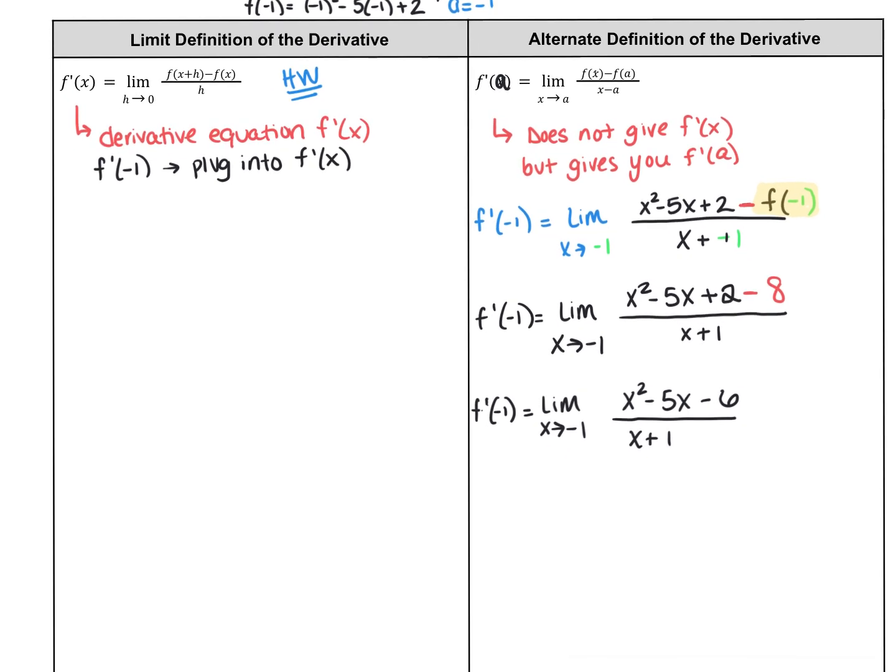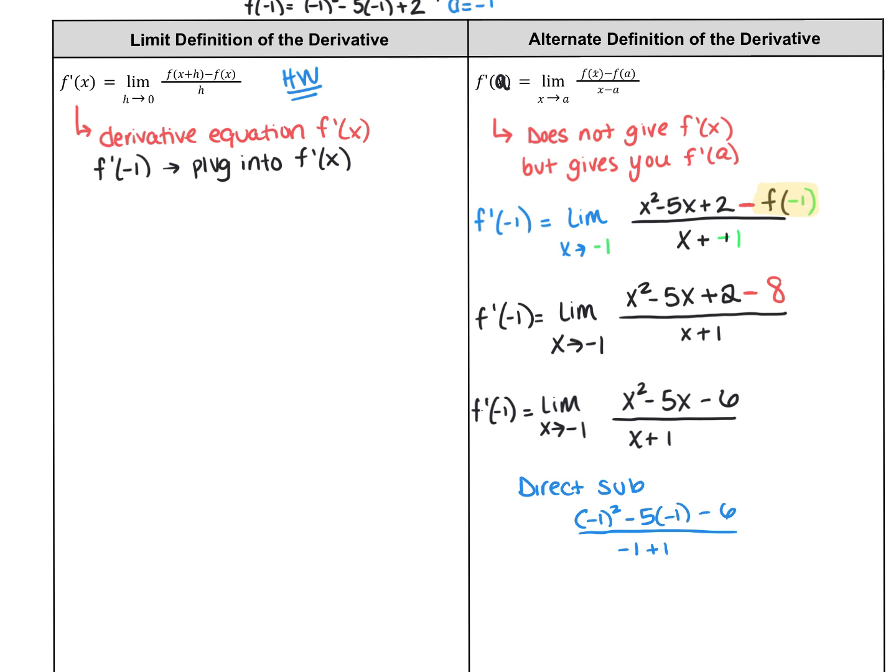Okay, so now normally when I evaluate a limit, I usually try direct substitution first. So if I do that, my direct substitution, we will see that it's negative 1 squared minus 5 times negative 1 minus 6 over negative 1 plus 1.